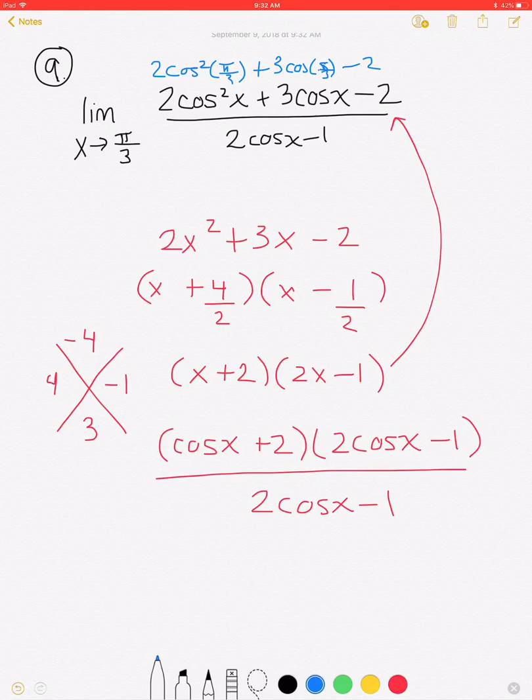And then we've got plus 3 times 1/2. So we've got 1/2 plus 3/2, which is 2, and 2 minus 2 is 0 over 2 times the cosine of pi over 3. Since cosine pi over 3 is 1/2, that ends up being 1 minus 1. So it is indeterminate.